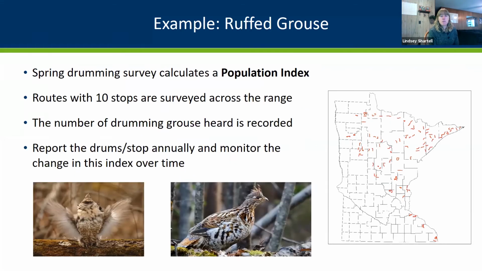Another example of how we monitor wildlife populations is ruffed grouse. In this case, we do not try to estimate the entire population size. Instead, the spring drumming survey calculates a population index. There are routes with 10 stops each surveyed across the ruffed grouse range, and the number of drumming grouse heard at each stop is recorded. The DNR reports the number of drums per stop annually and monitors the change in this index over time.